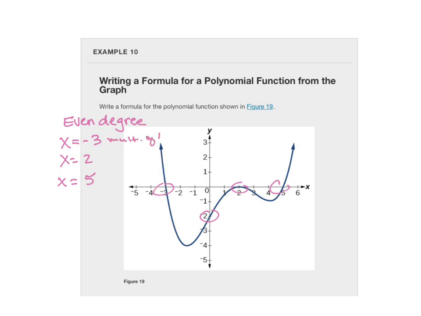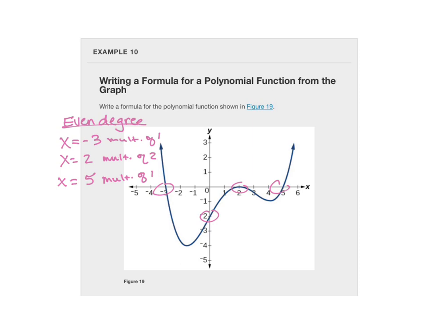And how about at 2? 2. Maybe 2? Multiplicity of 2. And at 5? 1. Maybe 1 again. Now, does that make sense? With an even degree, if I count out my multiplicities, what would my degree end up being? 4. Does it work?